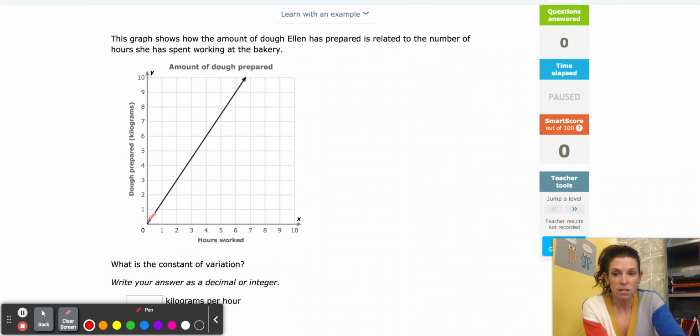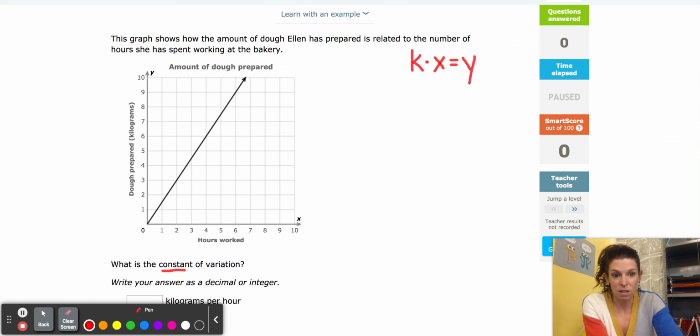We know that because this graph starts at the origin and it's a straight line. So we know it's direct variation. But it's asking us, what is the constant? If we remember, the constant is the K in this formula. It's that number that we're going to multiply times every X value, and it will always equal the Y value.